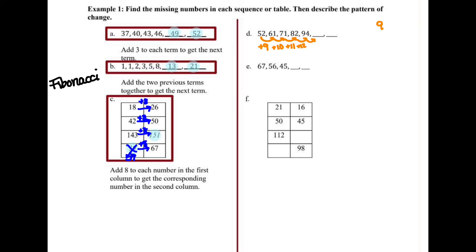So 94, add 13. If you can do it in your head, that's fantastic. So 107. And now we're going to add 14. So 1, 0, and 1 is 2, so 121.